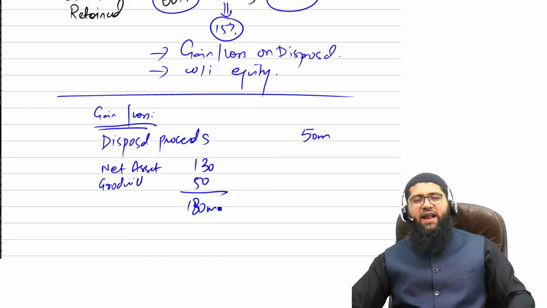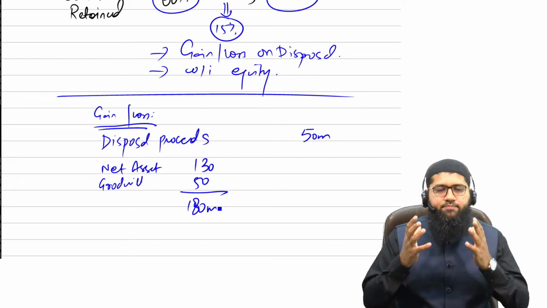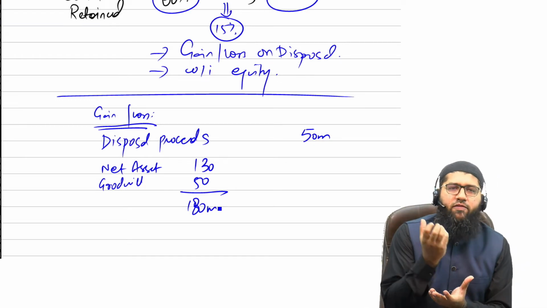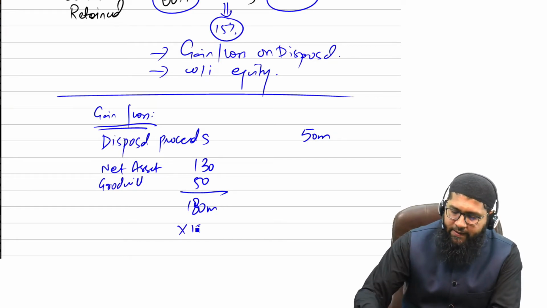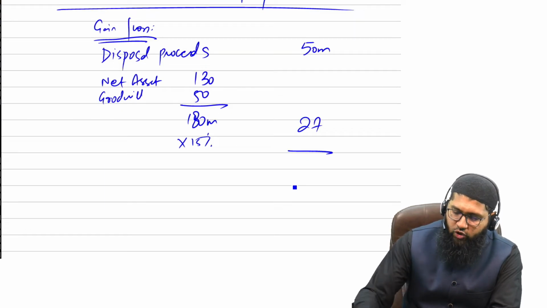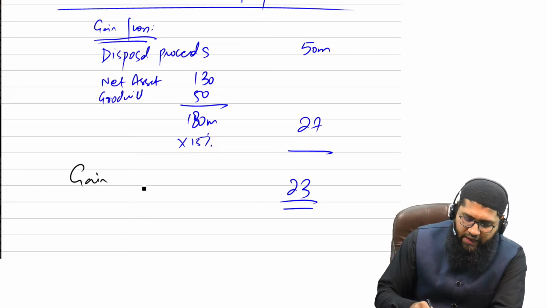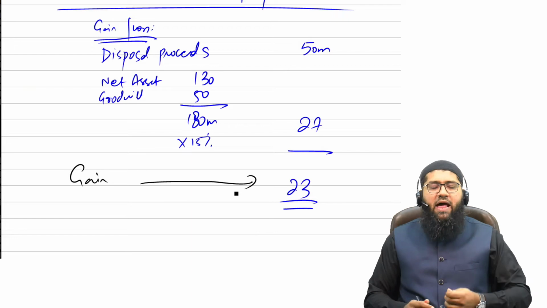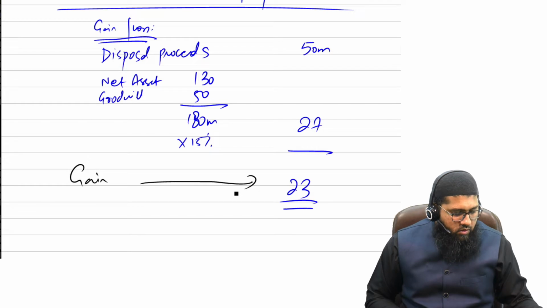Now what has actually happened with respect to this disposal is that you have transferred 15% of this amount to the non-controlling interest. So 15% of this 180 is going to be 27. Hence, there is going to be a gain of 23 million. Now, let's try to understand this.